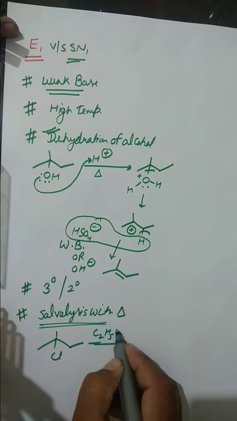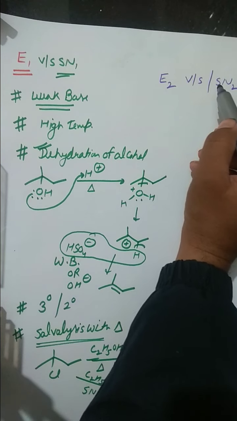Now if we are talking about the E2 mechanism, then we have to compare E2 with the SN2 mechanism. Why? Because in the SN2 mechanism there is formation of a transition state, as well as in the E2 mechanism there is formation of a transition state. No carbocation is formed in SN2, no carbocation is formed in E2. SN2 is also a single step mechanism, E2 is also a single step mechanism. So we can compare E2 with SN2.